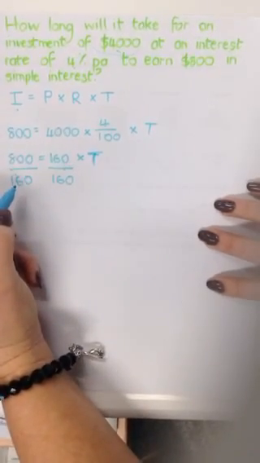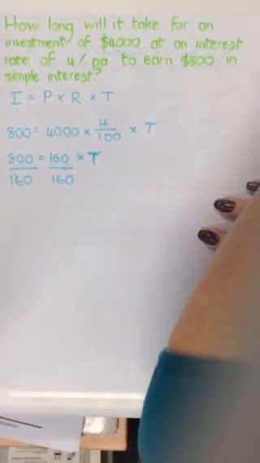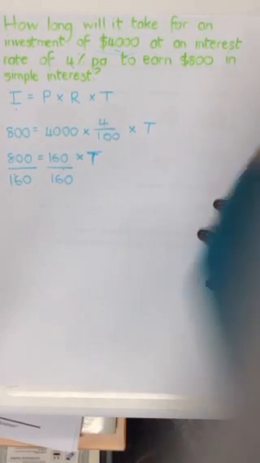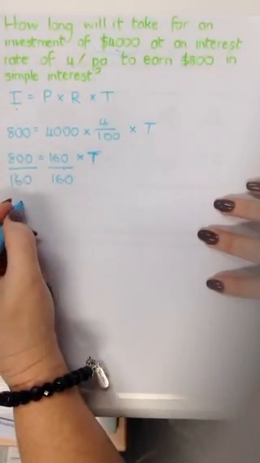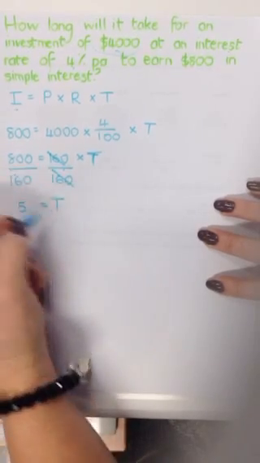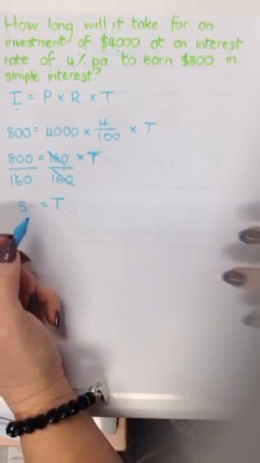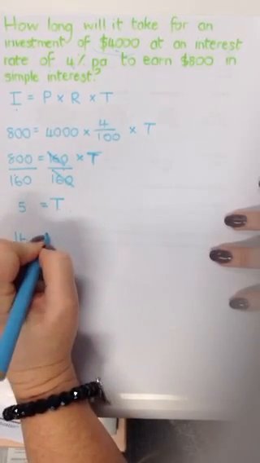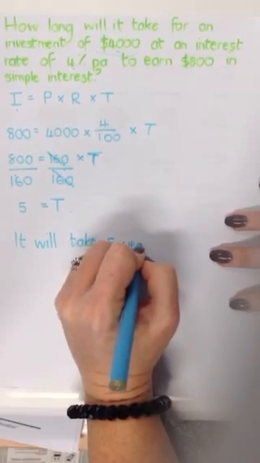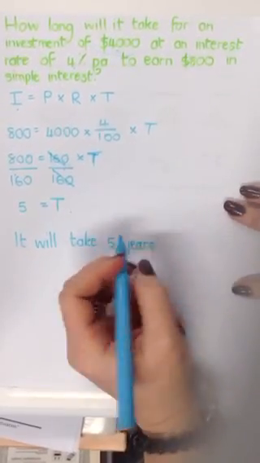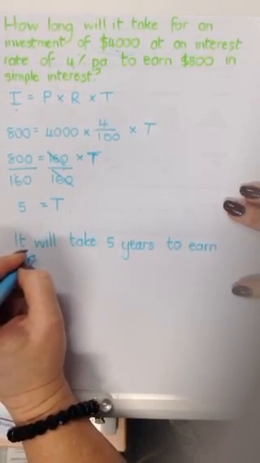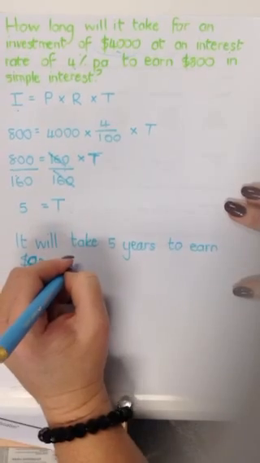Okay, so how many times does 160 go into 800? So we go 800 divided by 160, and we are left with 5. So that goes 5 is equal to, these two cancel each other out, and we're left with T. Therefore, T is equal to 5. So it will take 5 years, so we write it out, to earn $800 in simple interest.